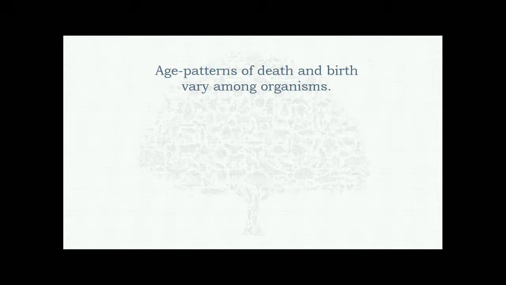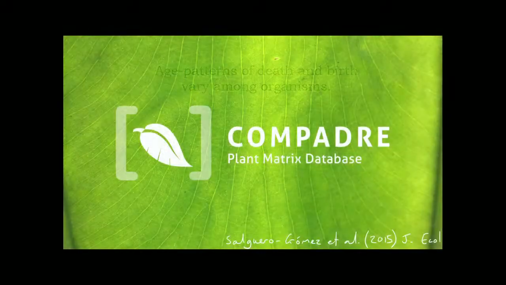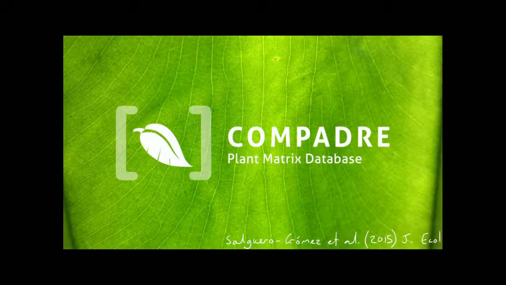So age patterns of death and birth vary among organisms. This is just a very true thing. Organisms live in different ways. And we can measure that now because we have really cool data. So the COMPADRE Plant Matrix Database holds information on survival, growth, fecundity across age or size or stage for thousands of models for hundreds of species.